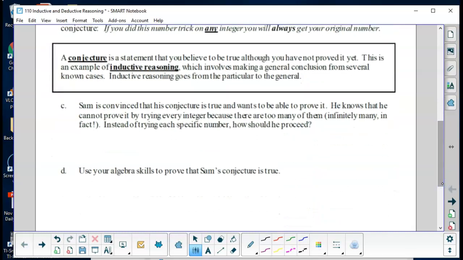Okay, so Sam is convinced that his conjecture is true and wants to be able to prove it. He knows that he cannot prove it by trying every integer because there's too many of them, infinitely many. Instead of trying each specific one, how should he proceed? So the best way is to represent an integer, the original, with a variable, and then see what happens.